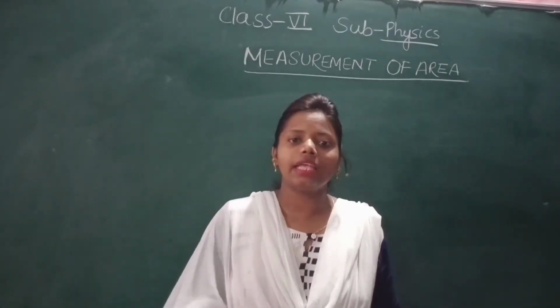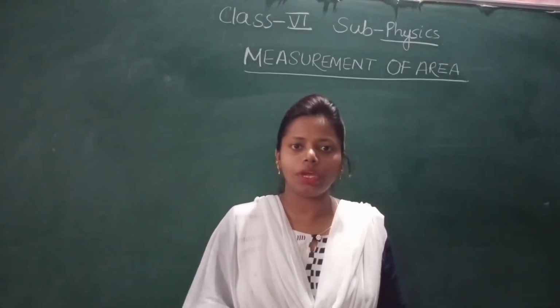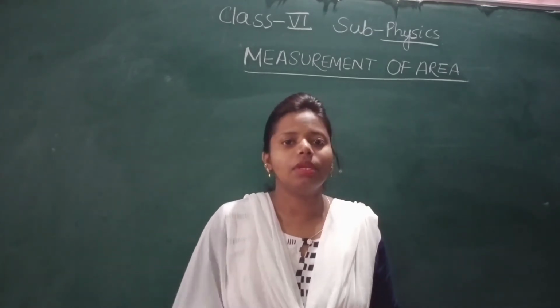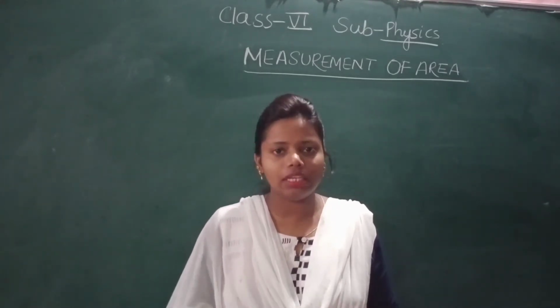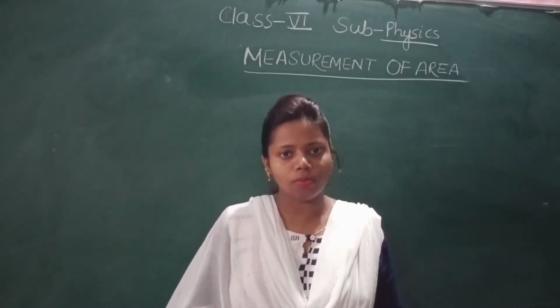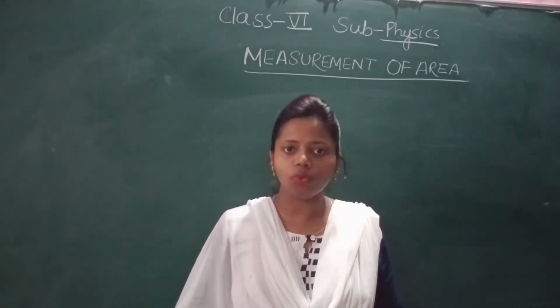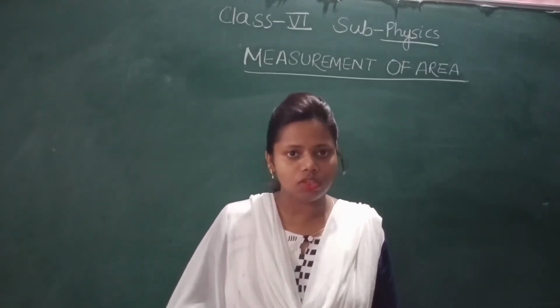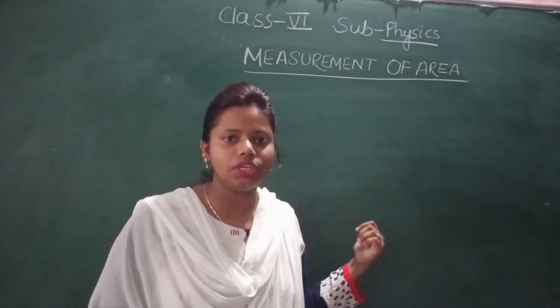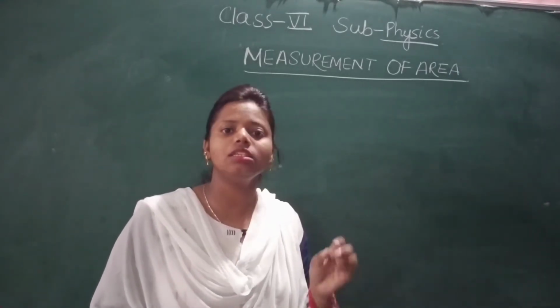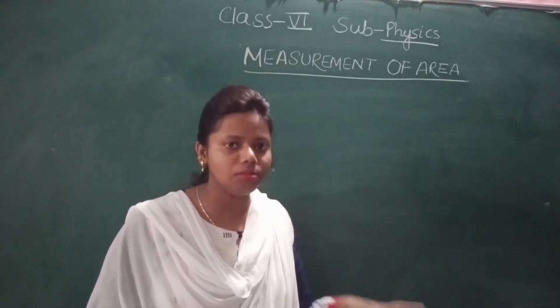Now the SI unit of area is meter square. What is the SI unit of area? Meter square. And to find the area of a smaller object, we will use a smaller unit like centimeter square and so on. SI unit of area is meter square.